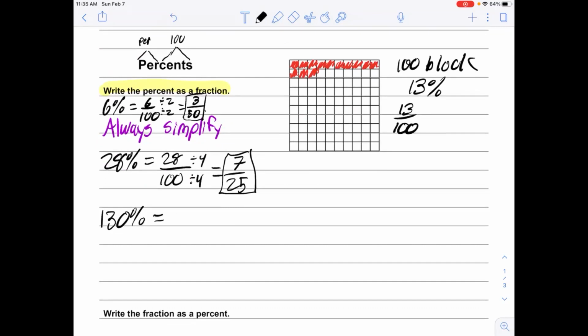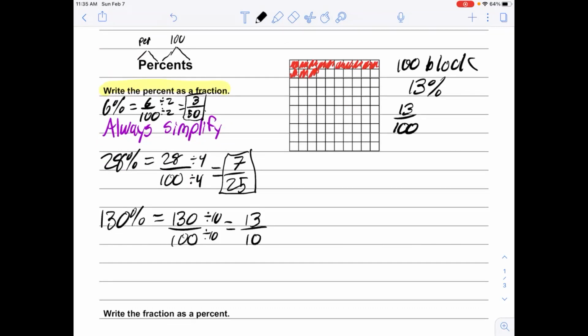130%, just like before, I would do 130 over 100. I want to simplify that, so I would divide by 10. I get 13 over 10. Now 13 over 10 is simplified, but this is an improper fraction.